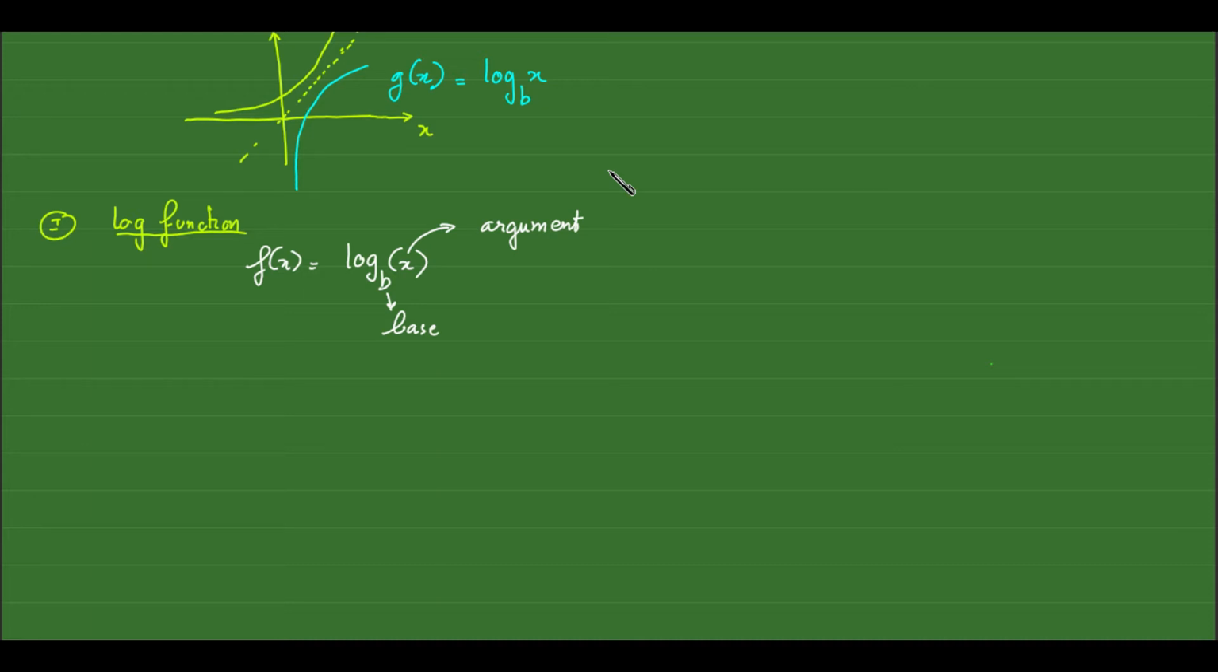If b is greater than 1, we know that the log will be an increasing function. So the sketch of the log function will be something like this. Here you go. That is for b greater than 1. So you see over here, we have the y-axis as the vertical asymptote.